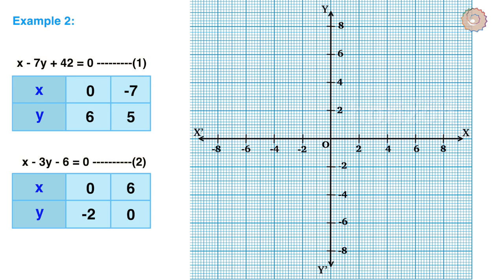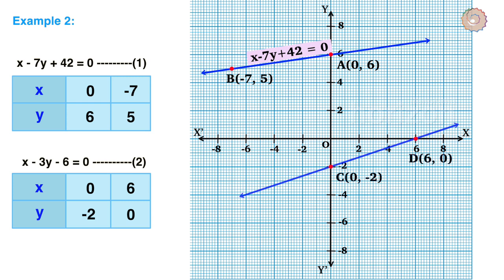So let's consider the first equation. After plotting the 2 points, join them to get the line of the equation x minus 7y plus 42 equal to 0. Similarly, for the second equation, plot the 2 points and join them to get the line of the equation x minus 3y minus 6 equal to 0. Thus, this is the graphical representation, and here the two lines are not parallel or coincident.